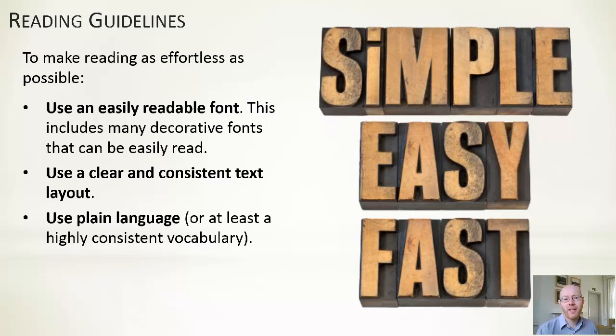So in terms of some simple reading guidelines that we might want to bear in mind whenever we're designing our applications, I've got, I think, a total of 6 of them here, all good, solid advice. First one is use an easily readable font. Makes sense. We don't want to make it more difficult to read. That doesn't mean a plain font. There are lots of nice decorative fonts which are well designed that can still support chunking and easy recognition of those chunks. Use a clear and consistent text layout.